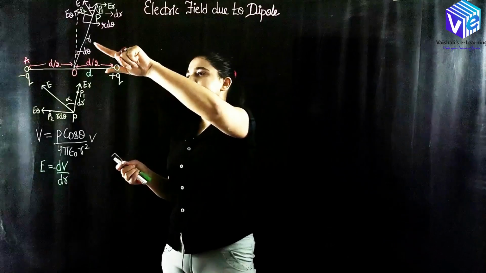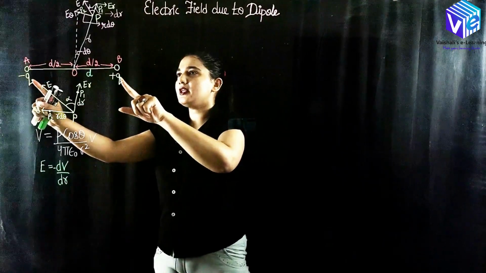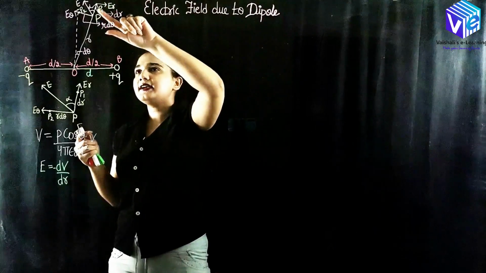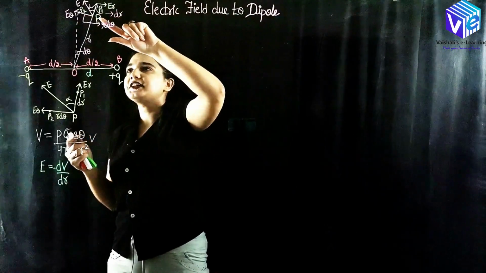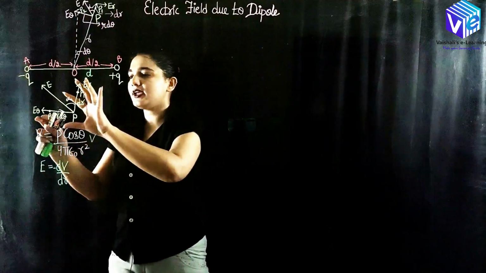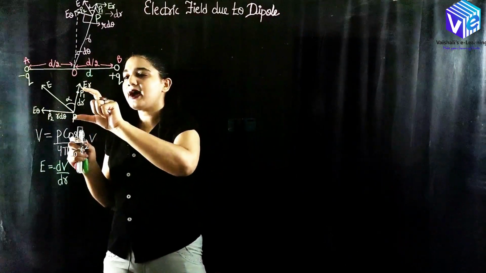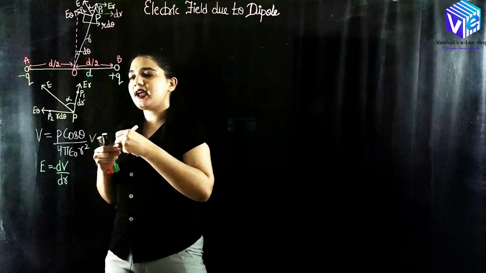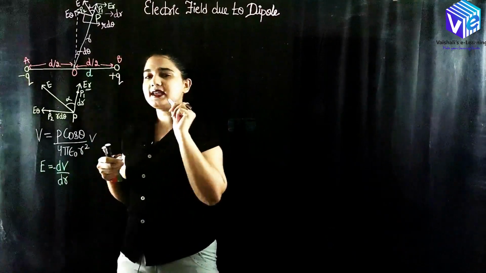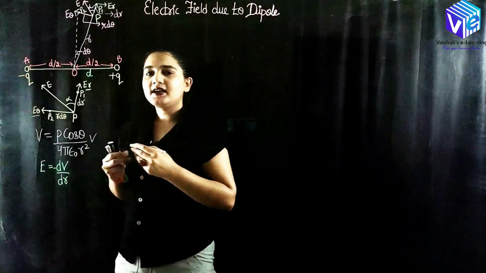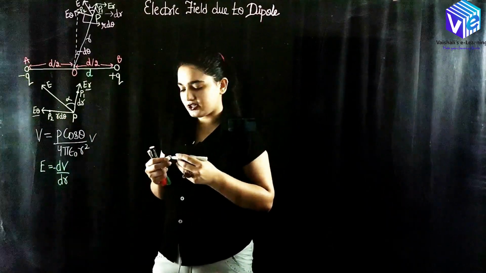Now due to this charge distribution, we'll have the field. So we'll have the radial type of electric field and the transverse type of electric field. So here we have the magnified diagram. It's the same diagram I have drawn here. So here we have ER, this is my ER, the radial electric field, and this is my E theta. E theta is the transverse electric field.